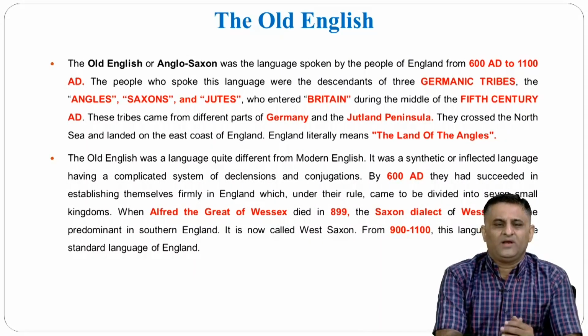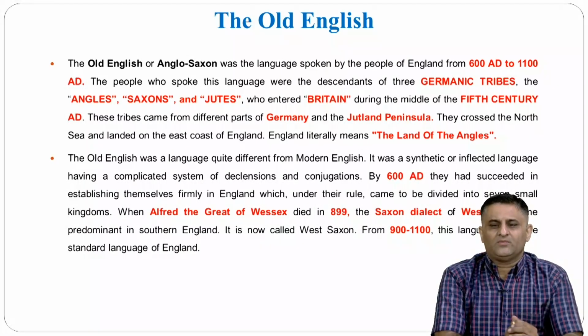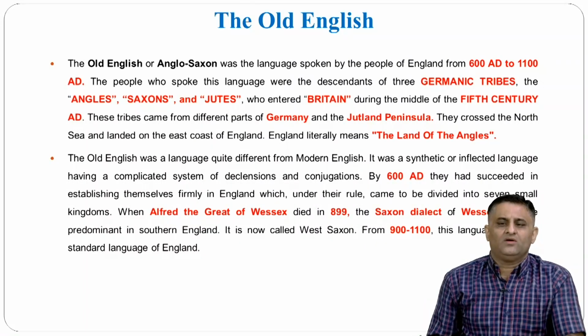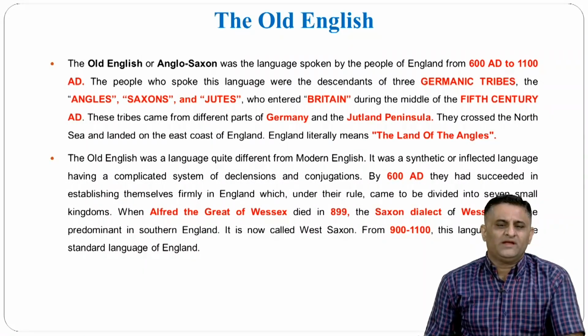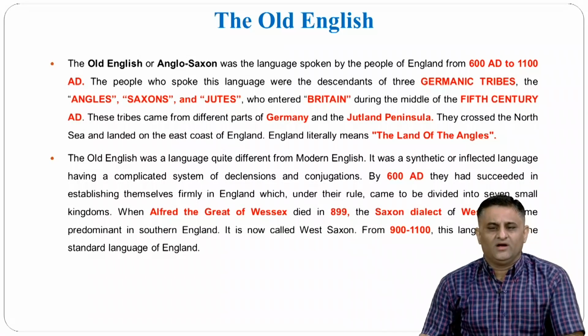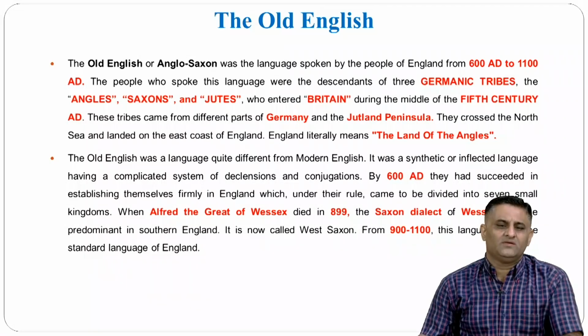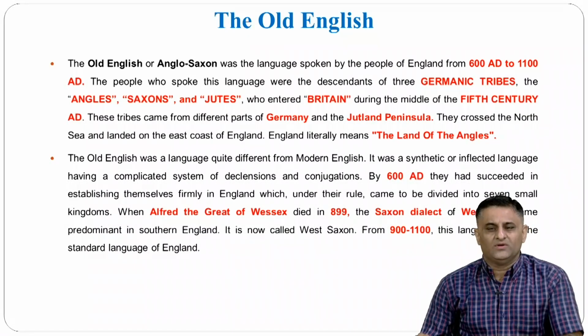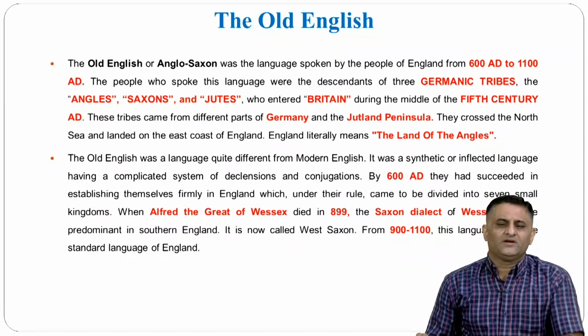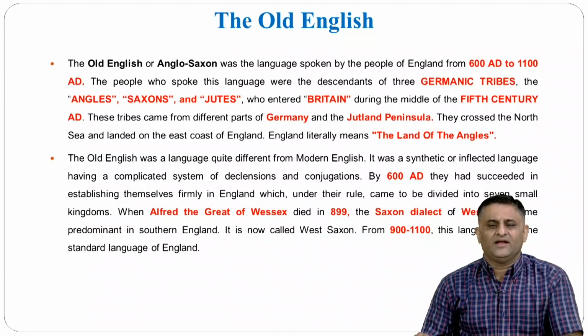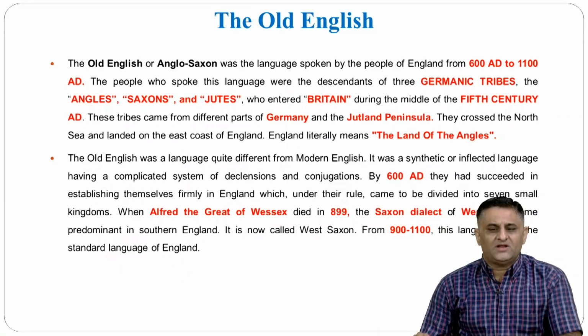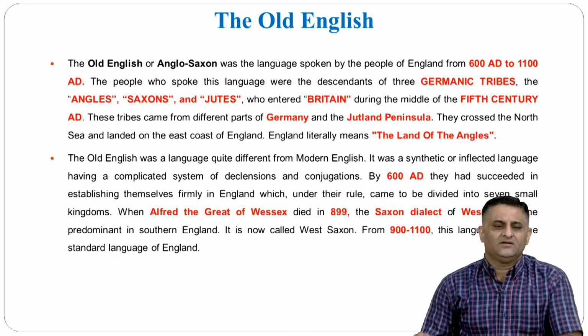In the second paragraph, Old English was a language quite different from modern English. It was a synthetic or inflected language having a complicated system of declension and conjugation. By 600 AD, they had succeeded in establishing themselves firmly in England, which under their rule came to be divided into 7 small kingdoms. When Alfred the Great of Wessex died in 899, the Saxon dialect of Wessex predominated in southern England. It is now called Western Saxon, and from 900 to 1100 this language was the standard language of England.